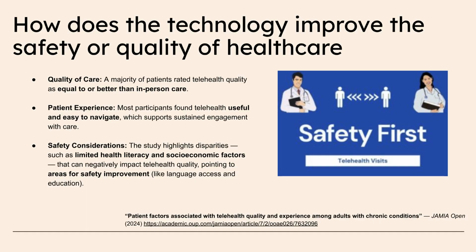A majority of patients rate telehealth quality as equal to or better than in-person care. Technology improves the patient experience by being useful and easy to navigate. Safety considerations require addressing disparities like limited health literacy. Patients often rate telehealth as equal to or better than in-person care, especially for chronic conditions.